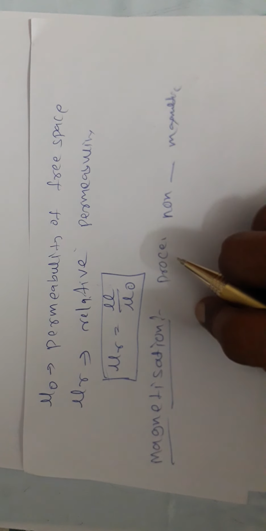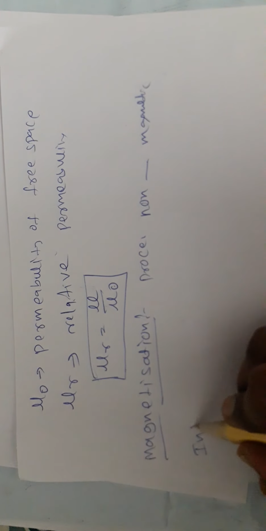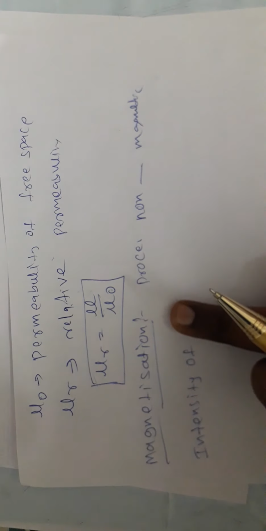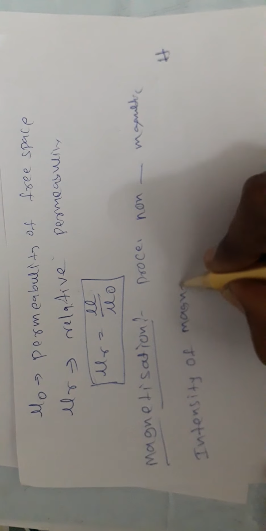So here we discussed magnetization. In the electricals we discussed polarization. Now how much it is polarized will be calculated by polarization vector P, number of molecules per unit volume into dipole moment. Now here, intensity of magnetization, don't confuse. Magnetic field intensity, the applied field, is nothing but H. Intensity of magnetization is M.